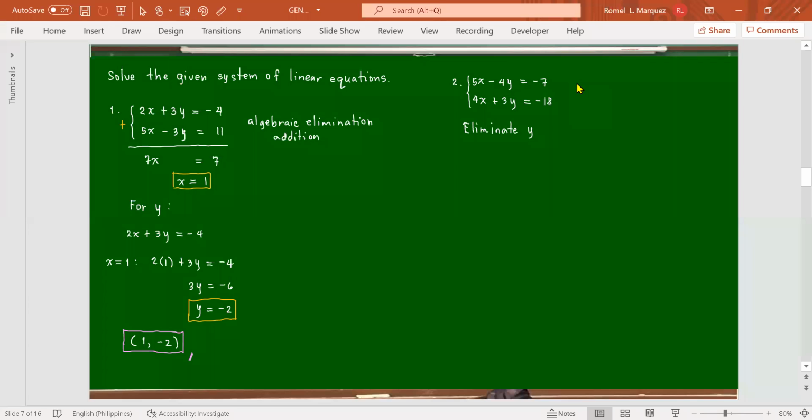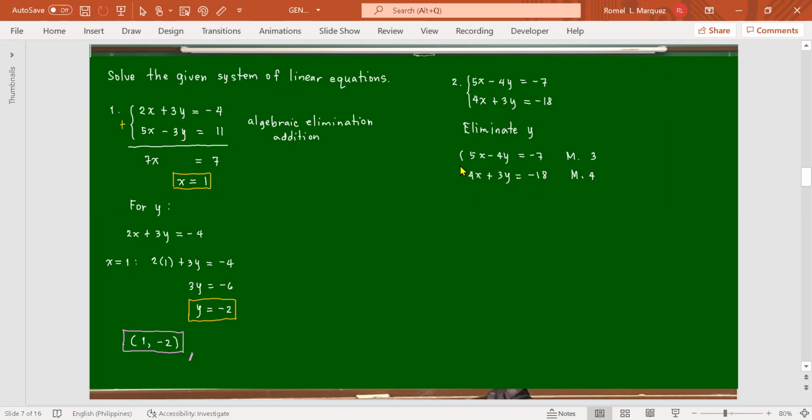So what do we multiply by? What is the multiplier for equation number 1? 5x minus 4y is to be multiplied by what, so that the coefficients for y will be numerically the same? What is our multiplier? Multiply by 3. What about the second one? By 4. Okay? Multiply by 4.